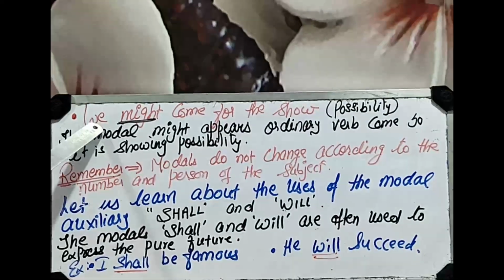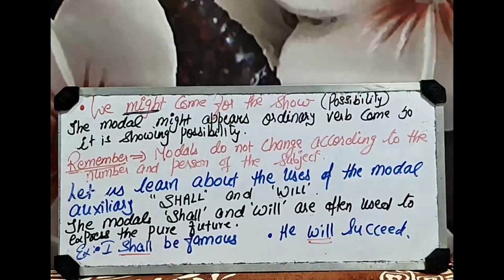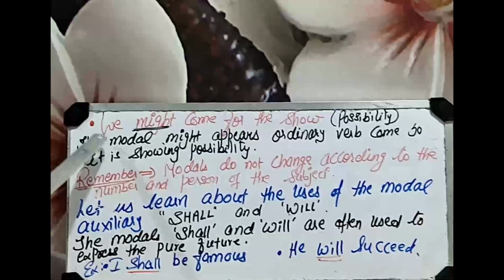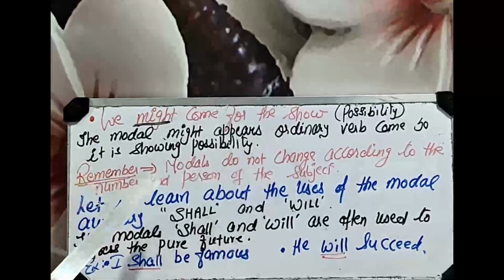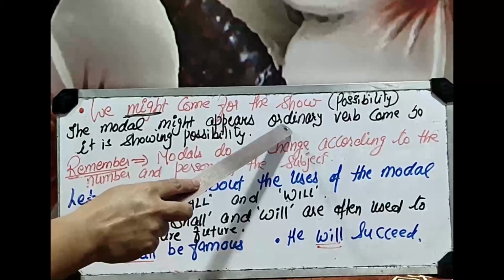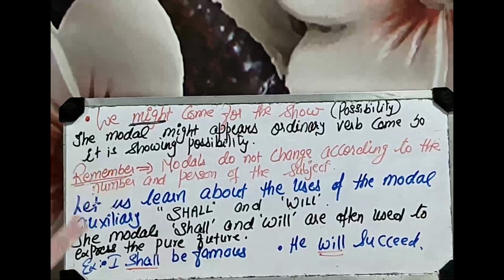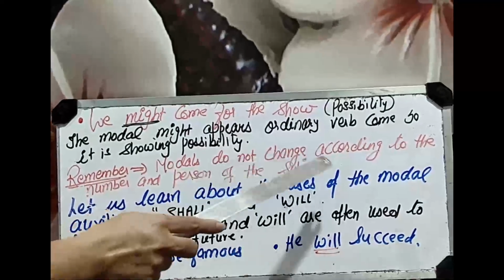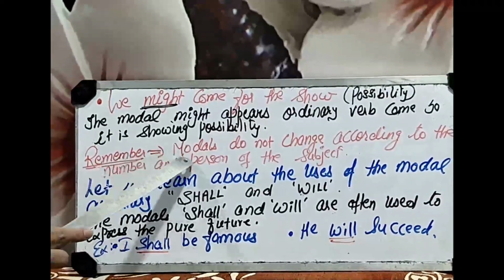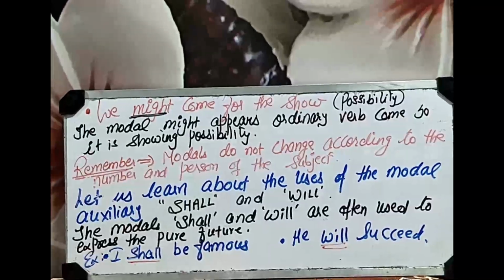Now the next example is: we might come for the show. In the previous sentence we learned "we will come for the show," and here it is written "we might come for the show," which is showing possibility. The modal "might" appears before the ordinary verb "come," so it is showing possibility. What you have to remember now is that modals do not change according to the number and person of the subject. Always remember this point.